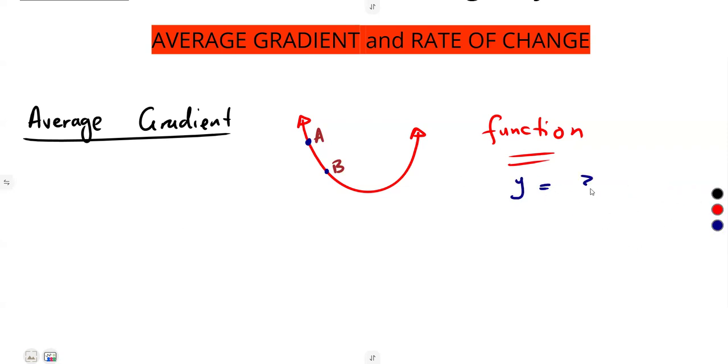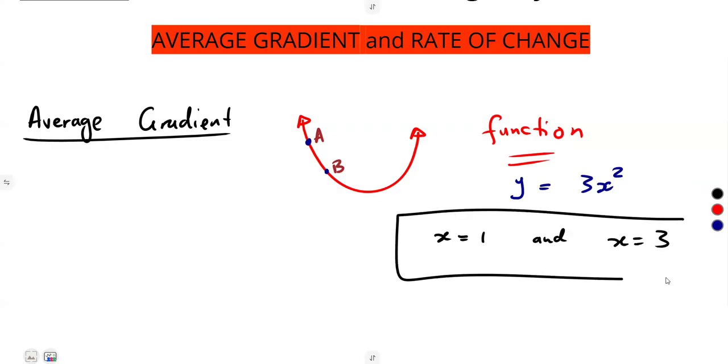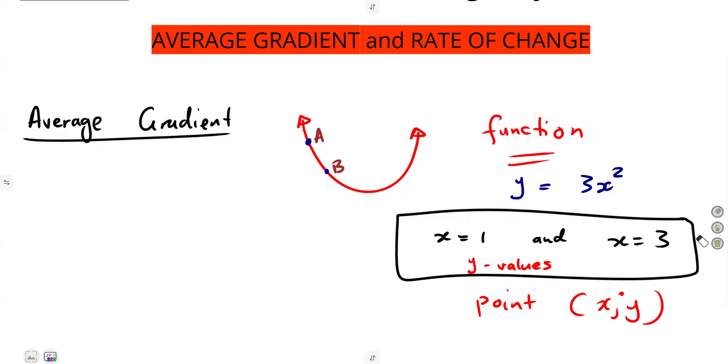Let's say y is equal to 3x squared. Then you're being asked to calculate the average gradient between the points where x is equal to 1 and x is equal to 3, like this. These are the values of x that you're given. From these values of x, you must obtain the y values so that you have what you call a point. Remember, for a point, you must have the x and y value. Once you have that, you can determine your gradient.